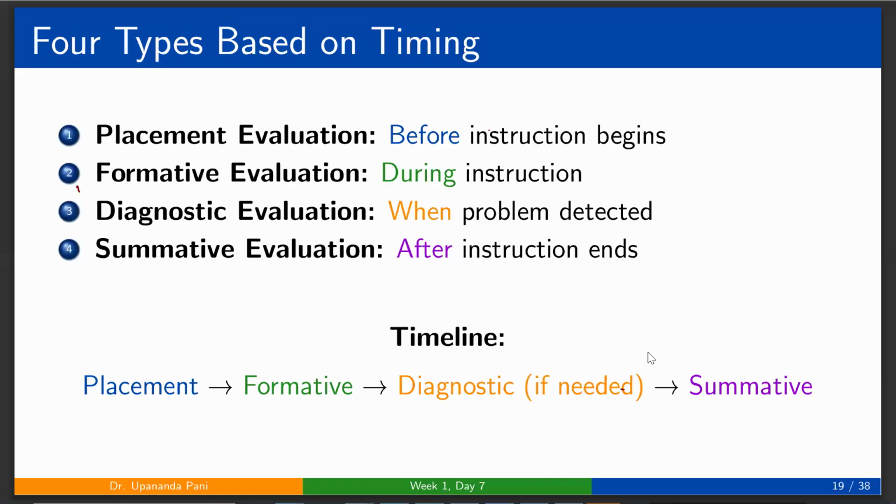Next we will try to understand the four types based on the timing. So what are those four types? Placement evaluation, that is before instruction begins. Formative evaluation during instruction. Diagnostic evaluation when a problem is detected. And summative evaluation after instruction ends. So the timeline is basically placement, then formative, then diagnostic, then summative.